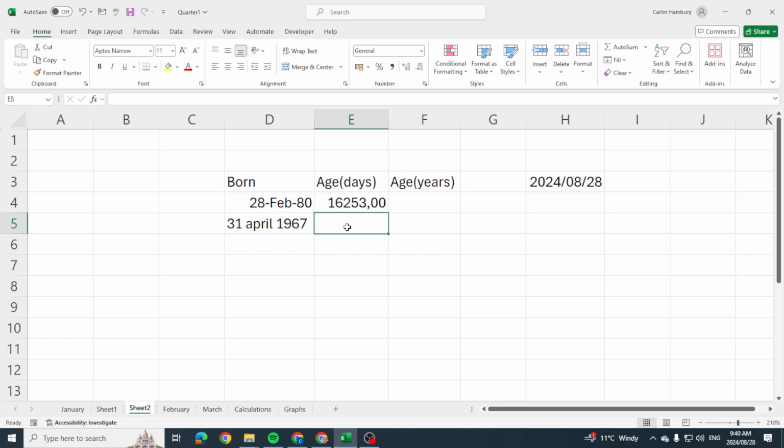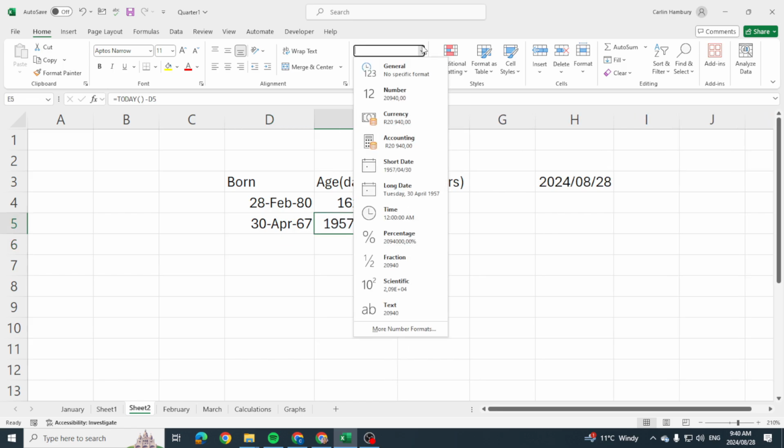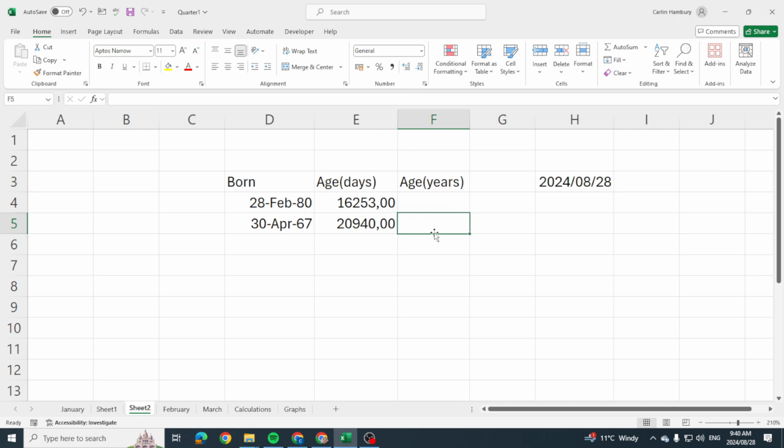Let's do the same thing over here for this one. Equals today. I'm going to subtract that from the date that I've got over there. Now, this one has an issue because there are not 31 days in April. Okay, there we go again. It gives us a date. We're going to change this to number, and there we go.